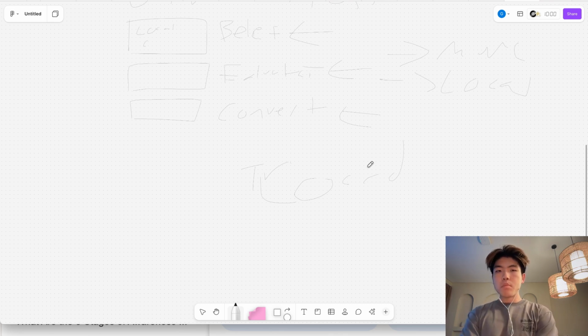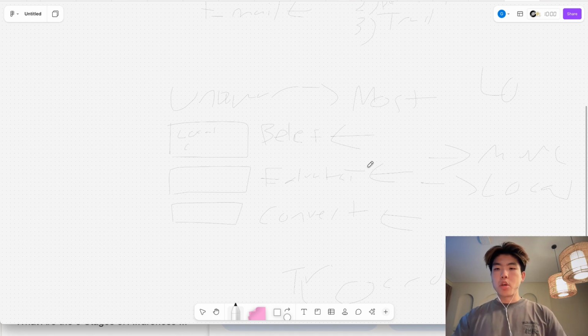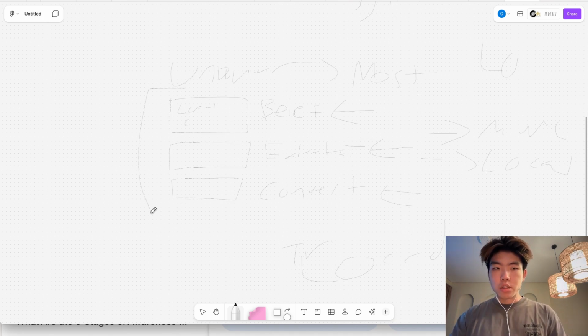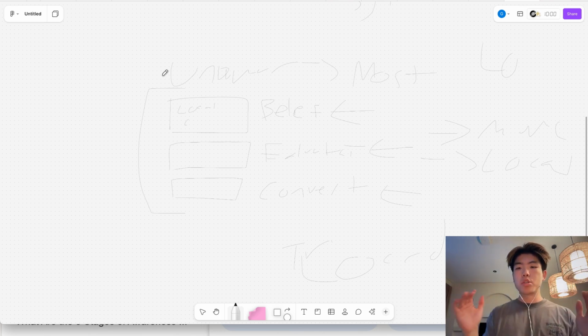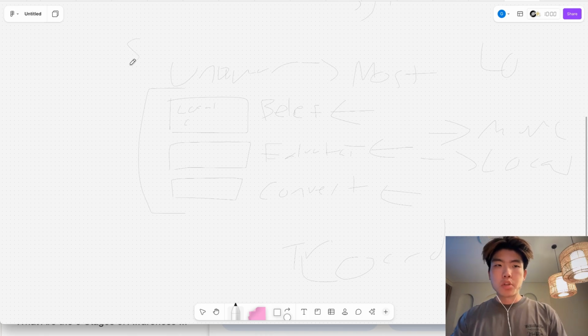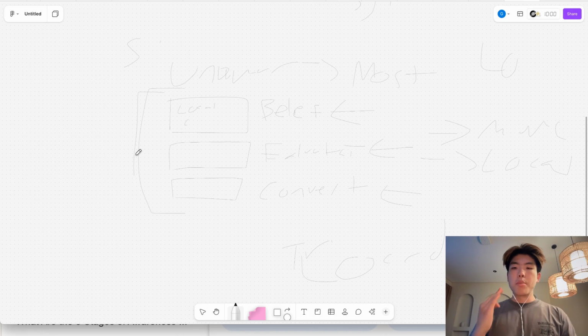So yeah, I will make a separate video on how each of these sections should be written, but this is the high level of how our email sequence should go after someone gives their email and they don't sign up or convert immediately.